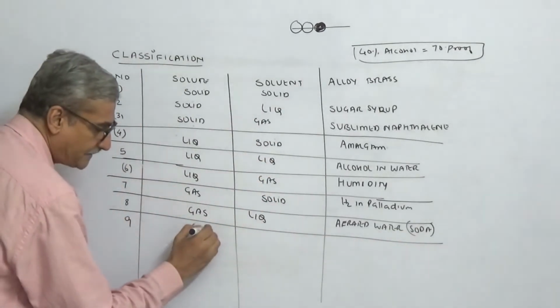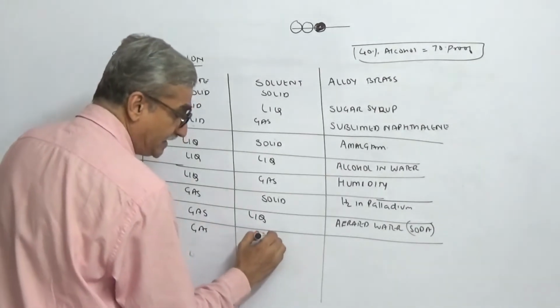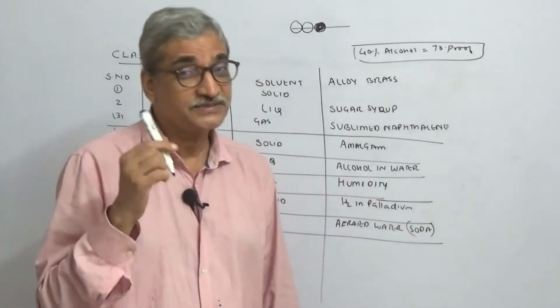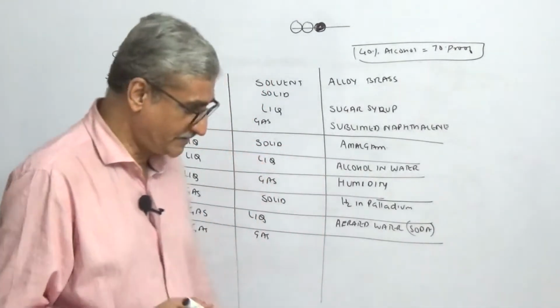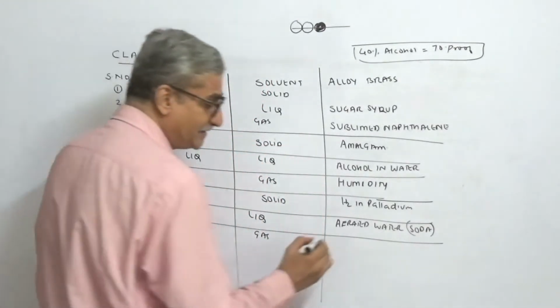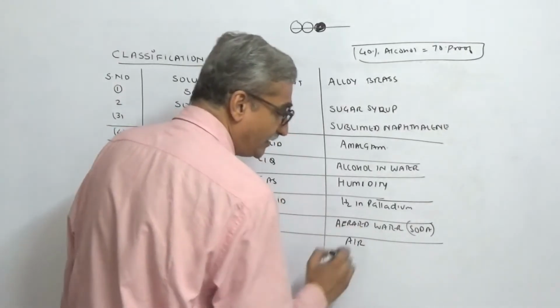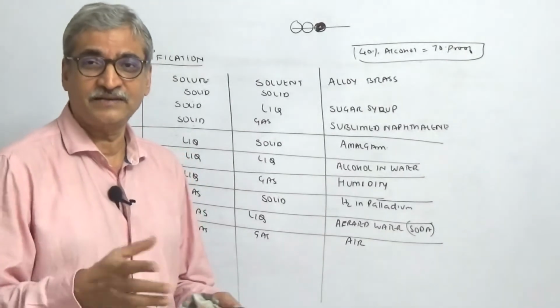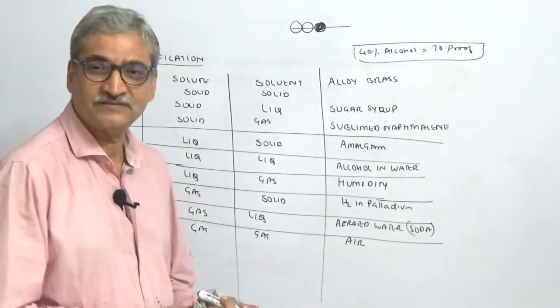Then the ninth one that we have is a gas in gas. See, a gas in gas colloid does not exist, if you remember. Why? Because gas in gas is always a homogeneous mixture. Here, the best example is air: 20% oxygen, 70% nitrogen, and then the remaining gases.